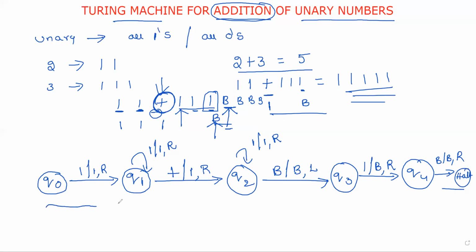Observe, even though you are not writing this one, no problem. From this, the entire Turing machine is completed. The concept is very, very simple. Whenever the plus occurred, plus is replaced with 1. This is the main important point. And the last 1 is replaced with the blank. This is the main important point. This is the way to construct addition function for unary number system.